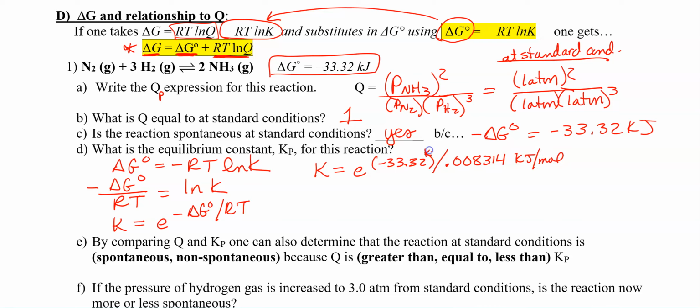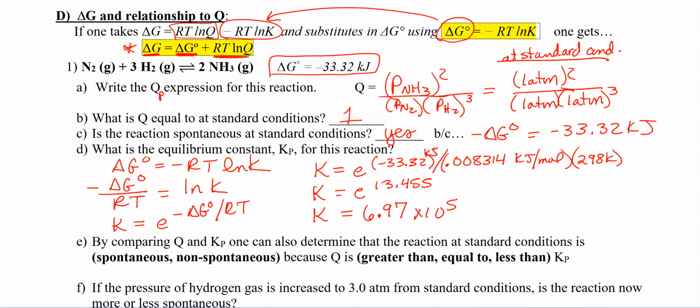kilojoules per mole. So this is in kilojoules as well. Okay, so we need to be consistent. So that's R. We need to multiply by temperature. Temperature obviously has to be in Kelvin, so 298 K. Okay, so if you calculate all that, it should be e to the 13.455, and that should give you a K that is equal to 6.97 times 10 to the 5th. Okay, so there we go.